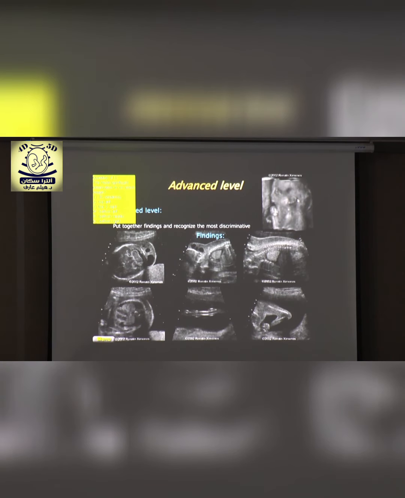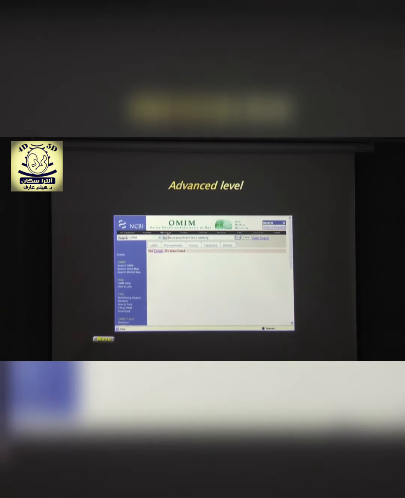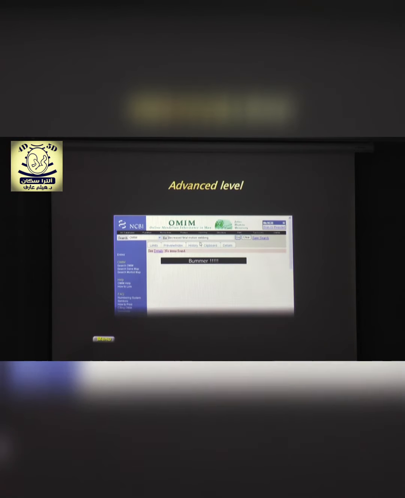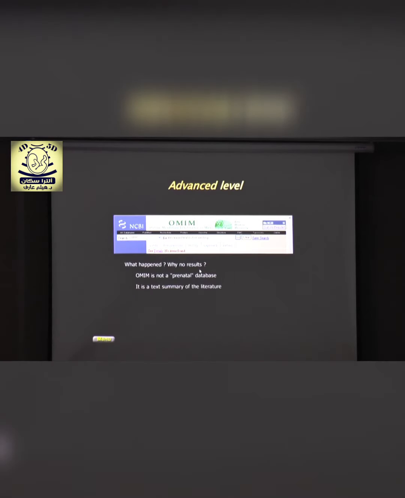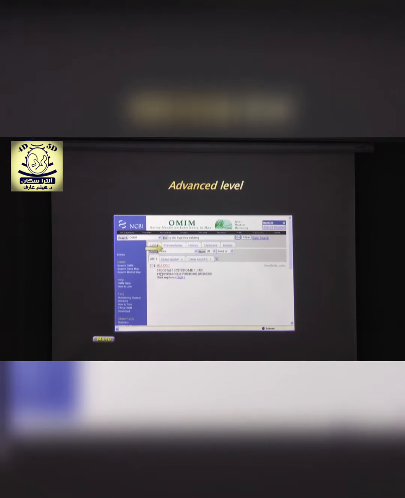Micrognathia, low set ears, retroverted ears, okay? So we put this into OMIM, and OMIM doesn't talk about fetal things, so this is not a good choice. Joint webbing here has 9, decreased fetal motion 7, we put them together, but OMIM doesn't work with fetuses, so that doesn't work. So what we need to do is something different, and then we're going to try now cystic hygroma and joint webbing. And when we do that, we get Noonan syndrome and Pterygium colli syndrome.